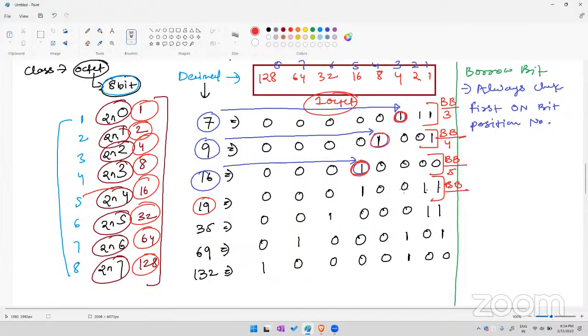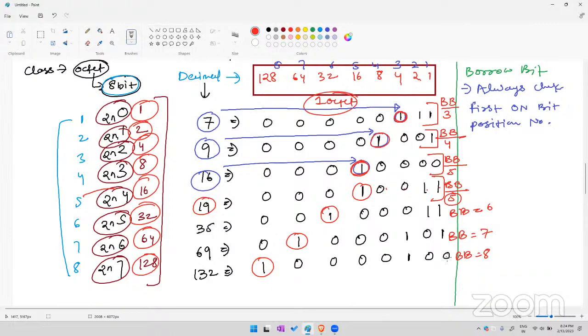1, 2, 3, 4, 5. So again 5. This one is the 6th number, yes or no? This one is 5th, so the borrow bit is 6. Same for this one. I think this one is 7th and this one is 8th. So the borrow bit is 7, and the borrow bit is 8. So we finished the borrow bit task easily.